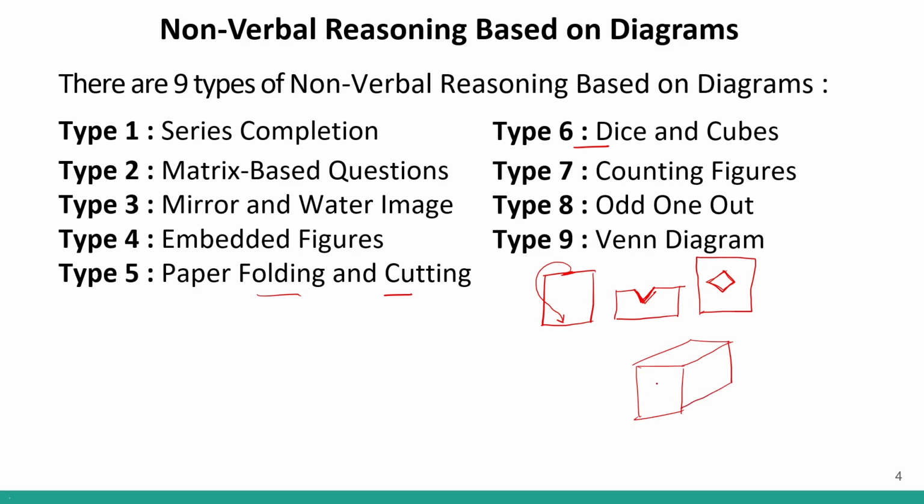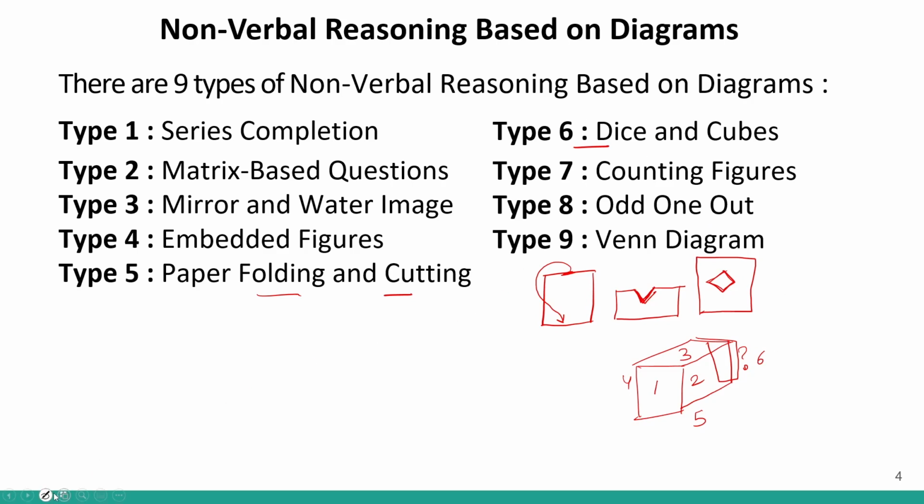Dice means what? If this is 1, this is 2, this is 3. Similarly, if adjacent to this we have 4, below this we have 5, we have to find the number that will come on this side. So this side clearly the number will be 6. Very simple questions on dice and cube.